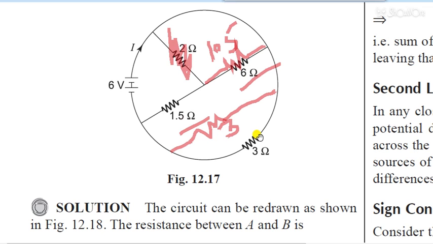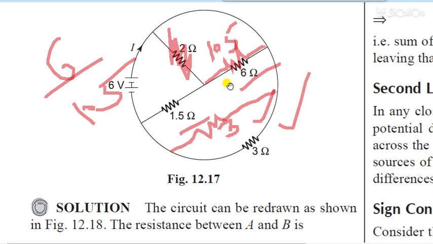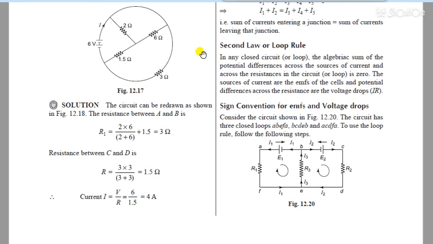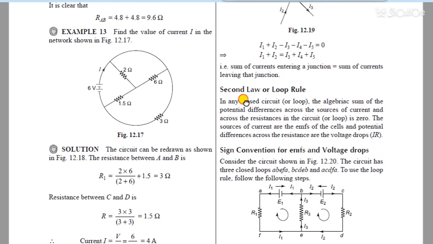Now 3 and 3 will be in parallel combination. That means it will give me the total resistance of 1.5 in this circuit, and the current is 6 by 1.5, that is equal to 4 ampere. So I hope this question is similar to the earlier ones, similar to the questions we have done before. You can note down the solution. Okay, so this was the question, and let me show you the question. Example number 13.